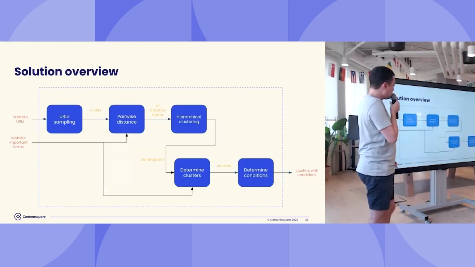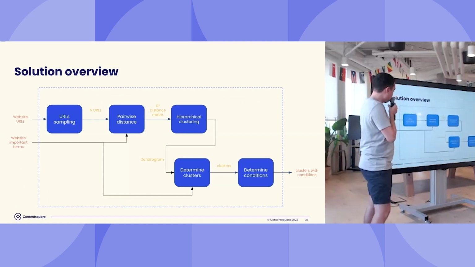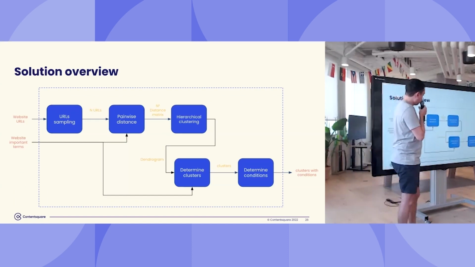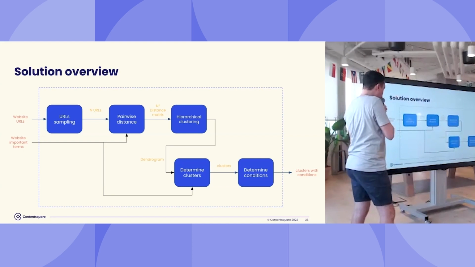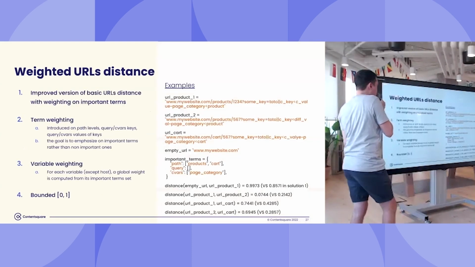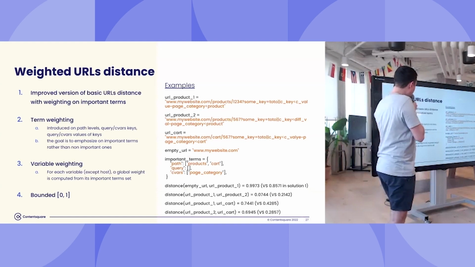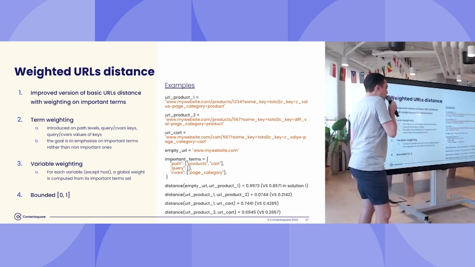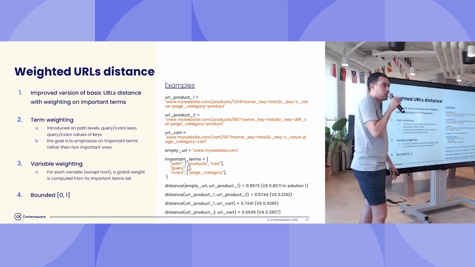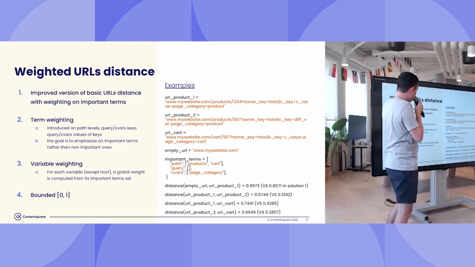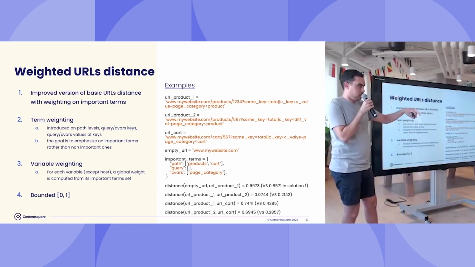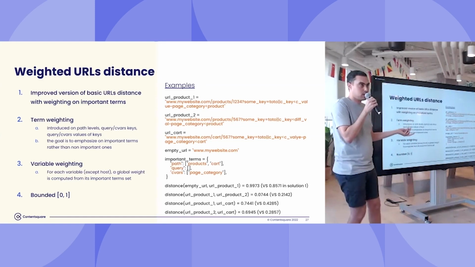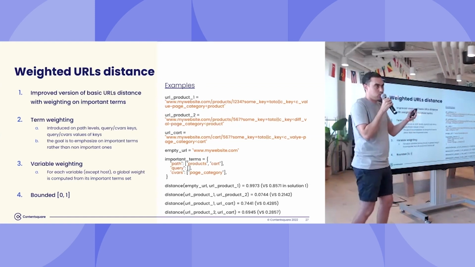Using this, we can now have the website important terms, and we can use them in two places: the pairwise distance metrics and the determination of the clusters. So let's talk about the weighted distance. It's an improved version of the basic URLs distance with weighting over the important terms. We introduce weighting over the path levels, query and CVAR keys, and query and CVAR keys values. The goal is to make important terms more important than others, so weight them more.